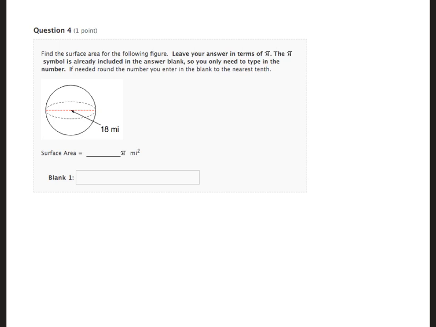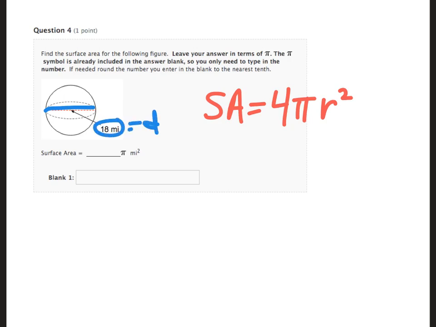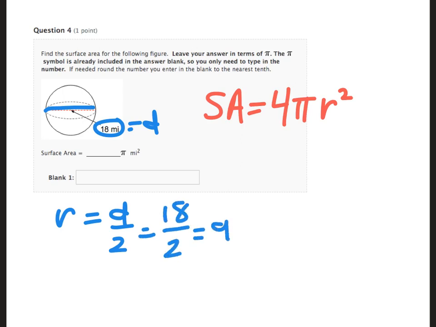All right, remember your formula for surface area for a sphere is SA equals 4 pi r squared. So we just need to figure out what our radius is. Right now they give us our diameter. They tell me it's 18. That equals d. Remember, your radius equals your diameter divided by 2. So if I do 18 divided by 2, I get 9 as my r value.